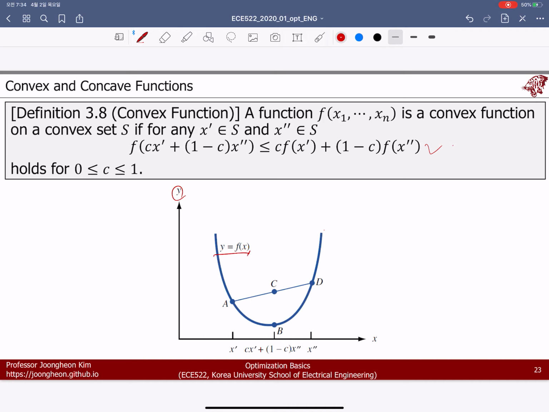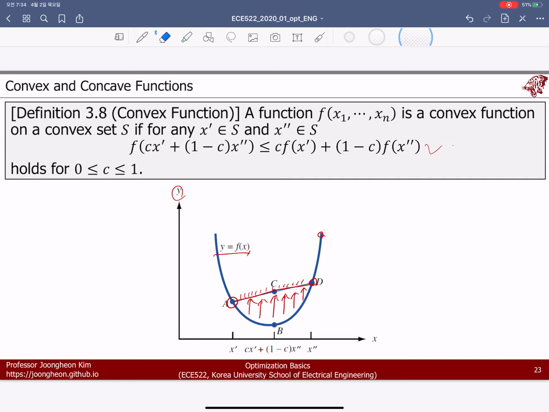This one is convex. Then we can pick any two points on top of this curve, for example, A and D, and then we'll make a linear line which passes through A and D. Then every single point on top of this path should be larger than or equal to this function. And then we are saying that this function is convex.